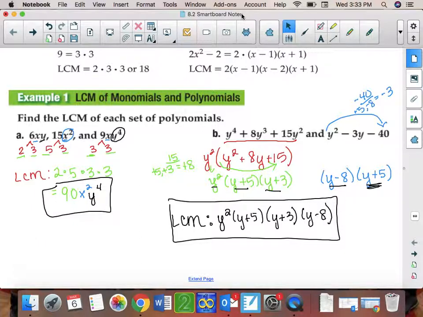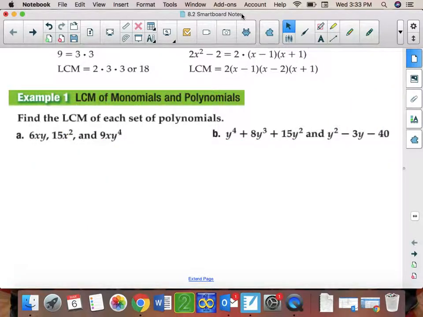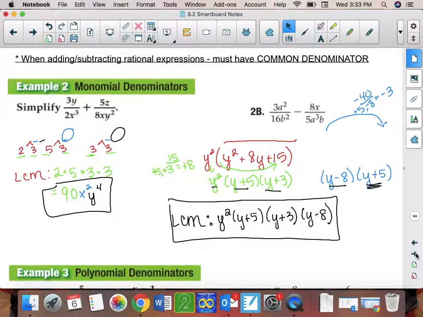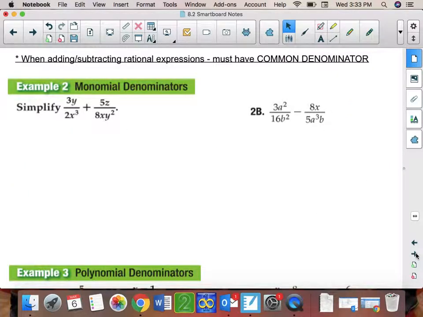Okay, so let's move on here to the next page. Okay, so now we're going to look at adding and subtracting. And when we add and subtract, we have to have a common denominator. And you guys already know that. Now it's just going to get a little more complicated with our common denominators.